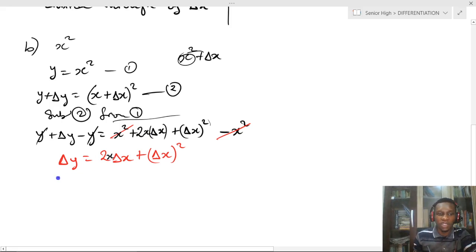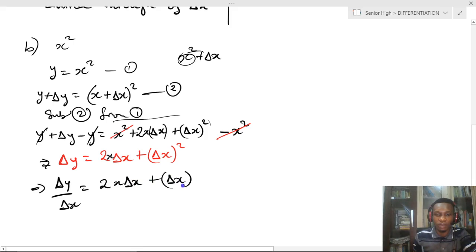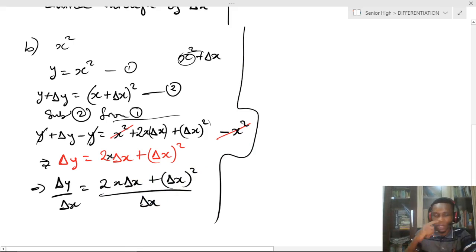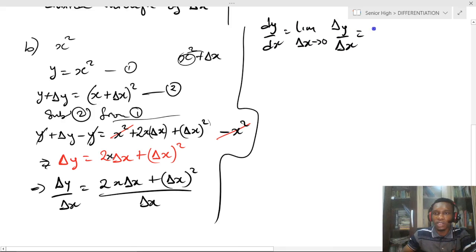Okay, now the next part is to divide through by change in x, that's delta x. So delta y over delta x is equal to 2x delta x plus delta x raised to power 2, over delta x. Now what's the next thing? We now bring in our limits, or our dy/dx. So our dy/dx is equal to the limit as delta x tends to 0 of delta y over delta x, which is equal to 2x delta x plus delta x raised to power 2 over delta x.